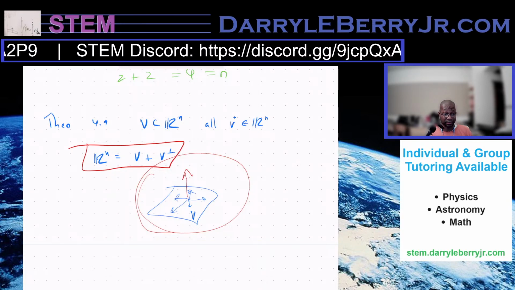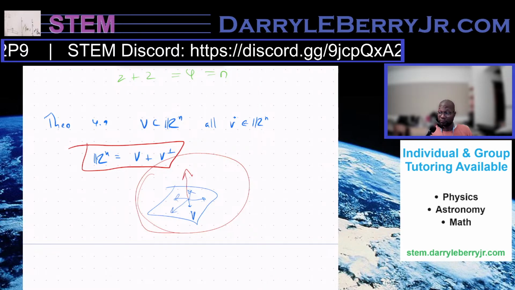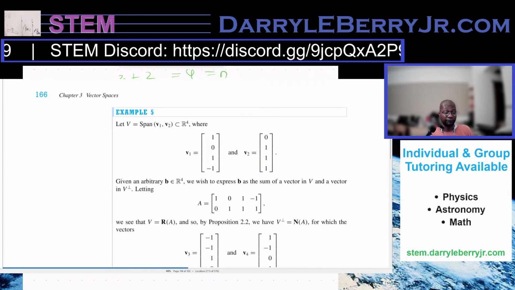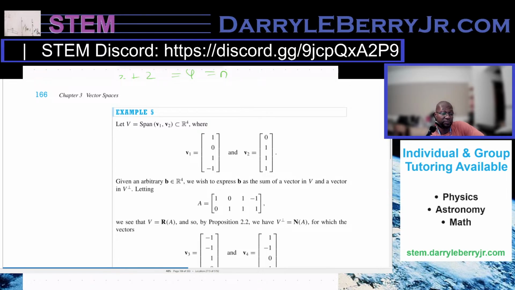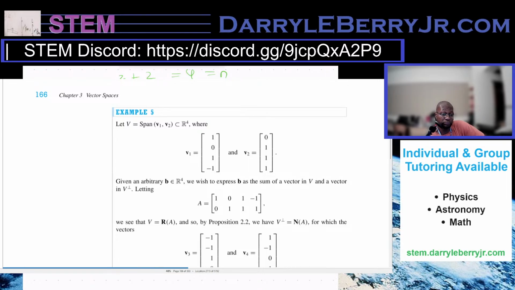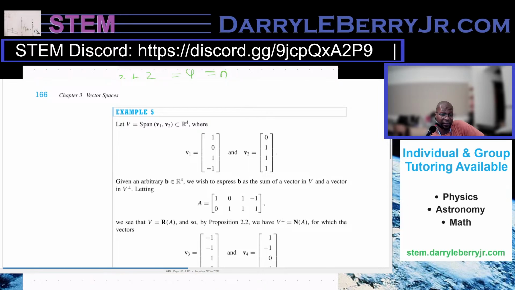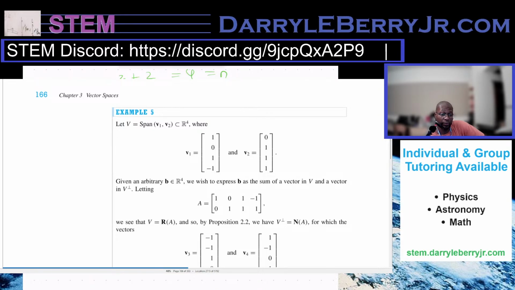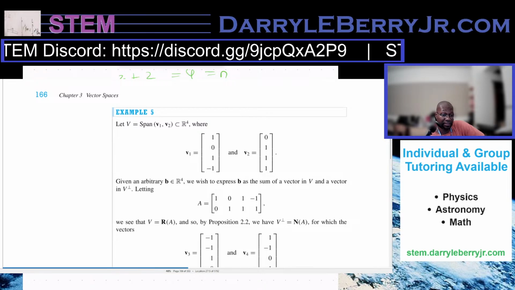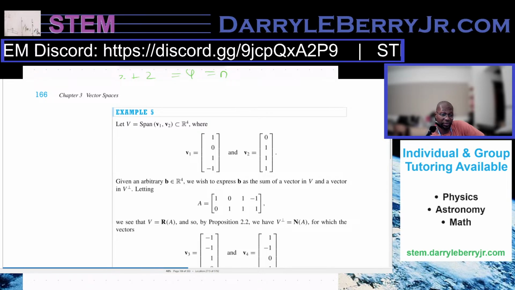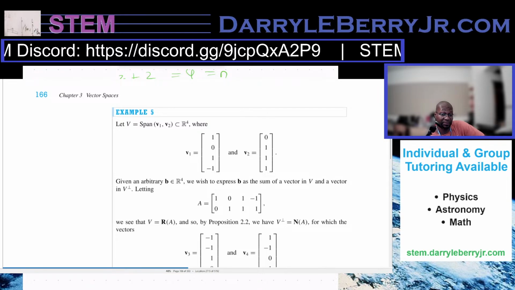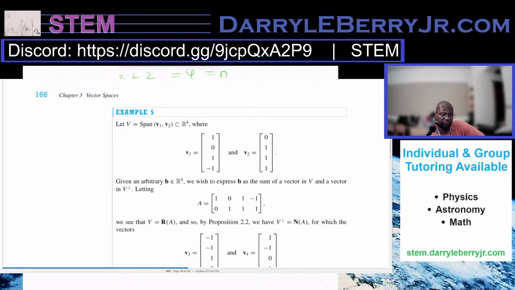We'll take a look at it. So example 5 says V is spanned by these two vectors, which are in R4. So you have the two vectors, each of them have 4 components. That's why the vectors are in R4. But the space is spanned by two vectors, so it's a two-dimensional subspace of R4.